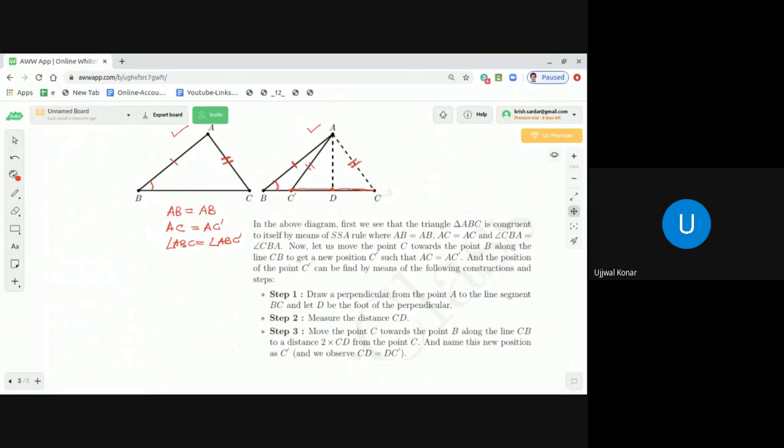So if you see in this diagram, first we see that the triangle ABC is congruent to itself by means of SSA rule. We know that SSA rule allows us congruency. Now AB is equal to AB, AC is equal to AC, and CBA is equal to CBA.